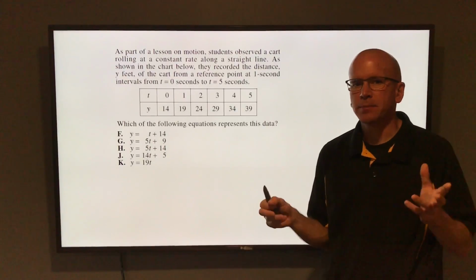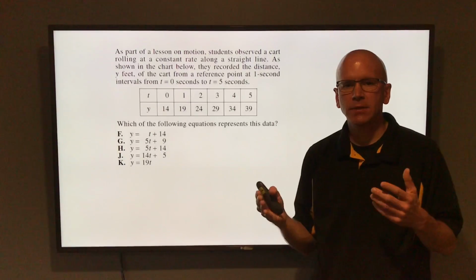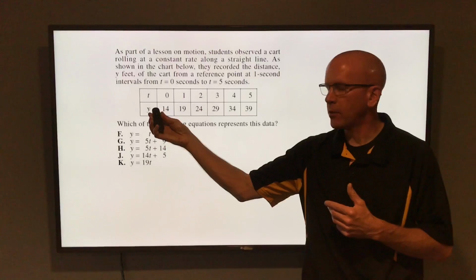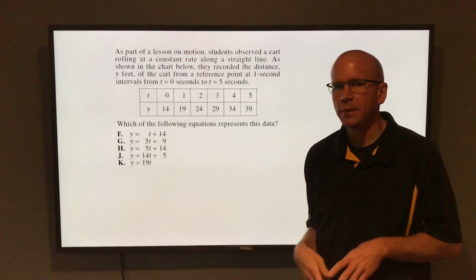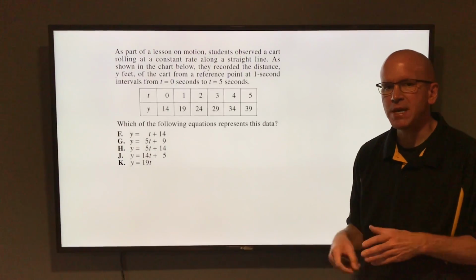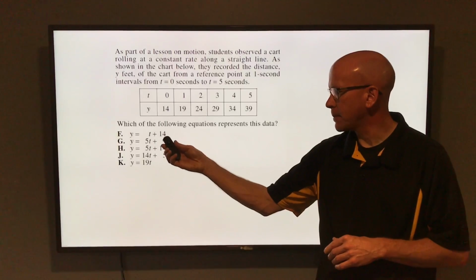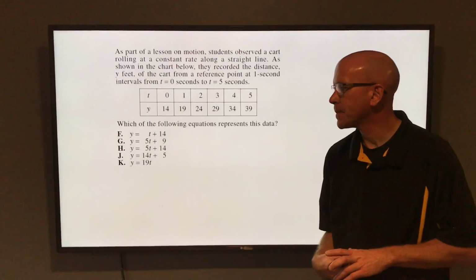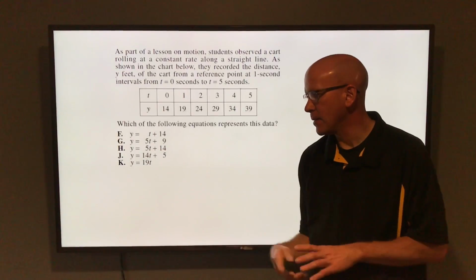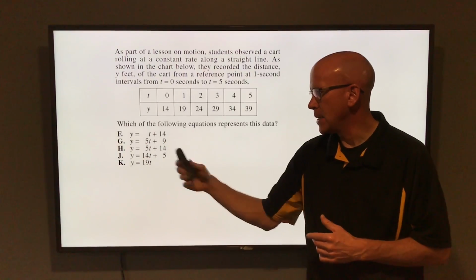Well, the thing that stands out to me here is where t is equal to 0. Think about your xy axis. When x is equal to 0, that's the y-intercept. So where t is equal to 0, this 14 would be the y-intercept. Now, if you think about slope-intercept form, y equals mx plus b, b is the y-intercept. So with 14 being the y-intercept, your constant term should be 14. So looking at that, I can see that g is not an answer. J and k, those are not answers as well. The only possible answers would be f and h.